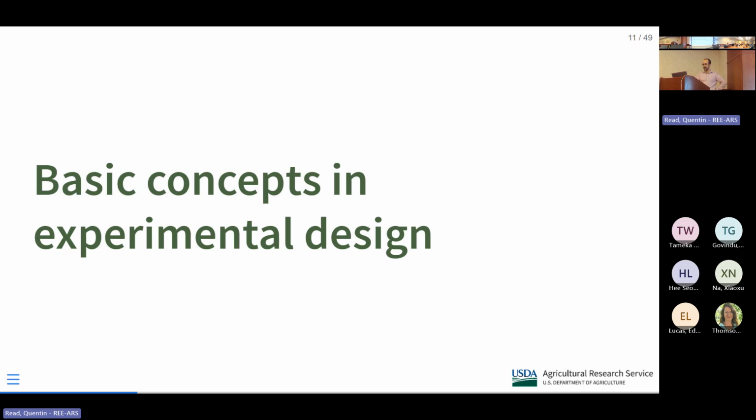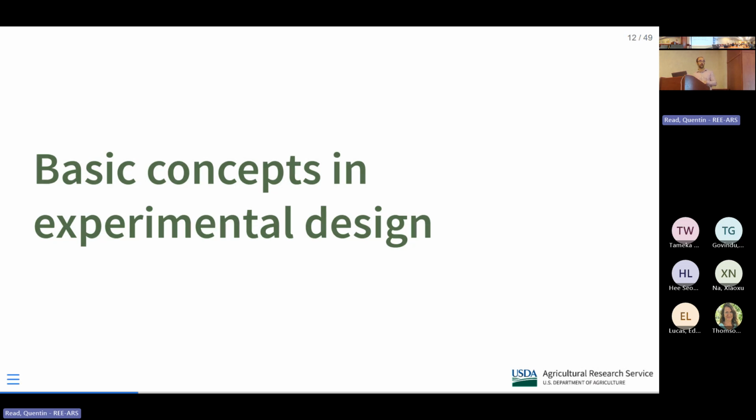So again, please feel free to ask questions and interrupt. We'll talk about the concepts of experimental design. These are things that you all need to be aware of in the experiments that you're working on. Whether you are the one who designed the experiment or not, it's important to understand how the experiment was set up so you'll know how to analyze the data that come out of it. So here are some of the terms that we're going to be talking about. I'll mention them individually as we go.